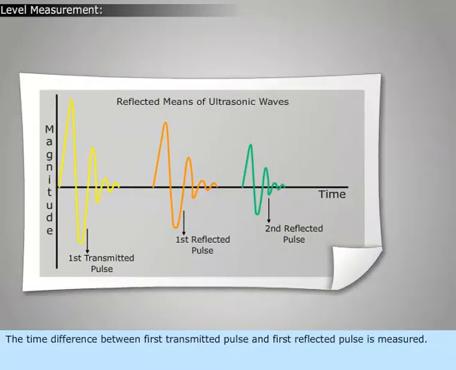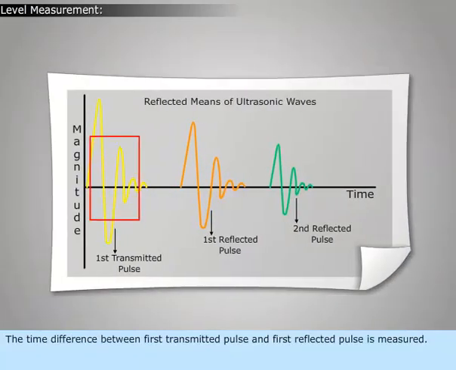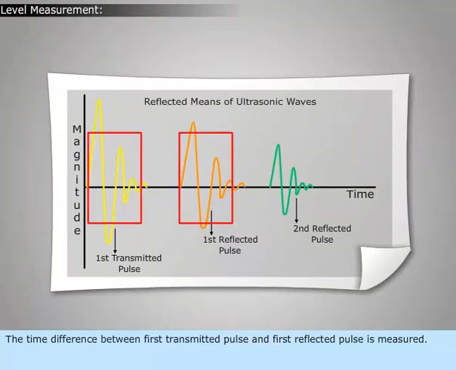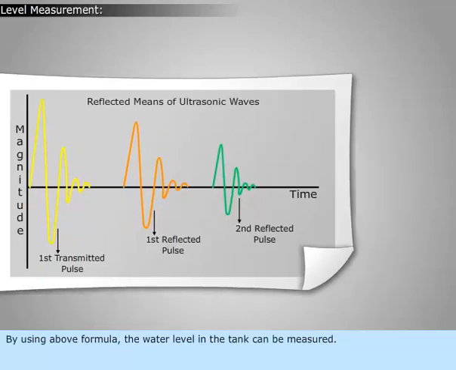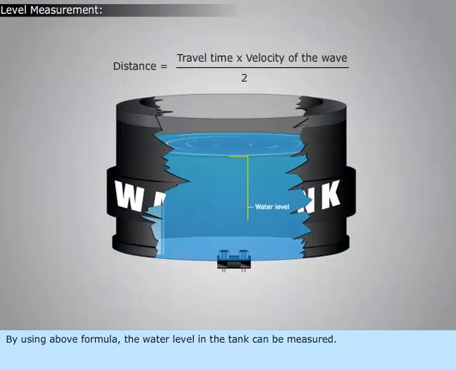The time difference between first transmitted pulse and first reflected pulse is measured. This time difference is the travel time of the wave. By using the above formula, the water level in the tank can be measured.